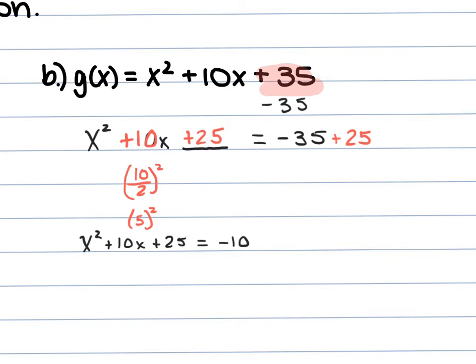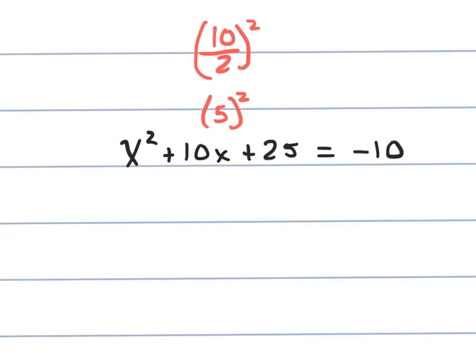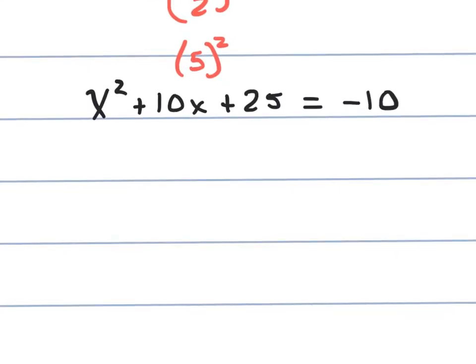Now, I'm telling you, once you do that, once you take half of the middle number and square it, you will always be able to factor it. So let's go and try to factor this. x plus 5 times x plus 5 is equal to negative 10, which becomes x plus 5 squared equals negative 10.